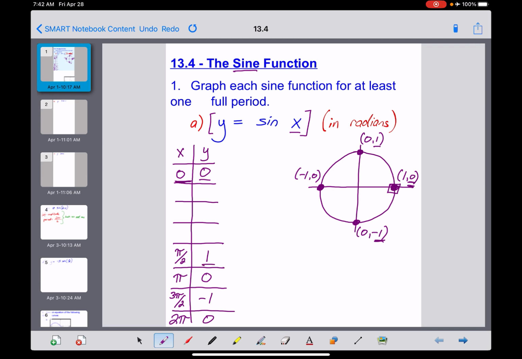0, 1, 0, -1, 0 again. They kind of seem to be bouncing back and forth between a couple of values. So I will come back and fill in those 3 missing lines in just a second, but I think now is probably a good time to start thinking about what our graph should actually look like.